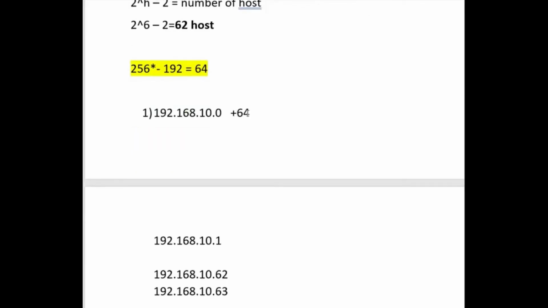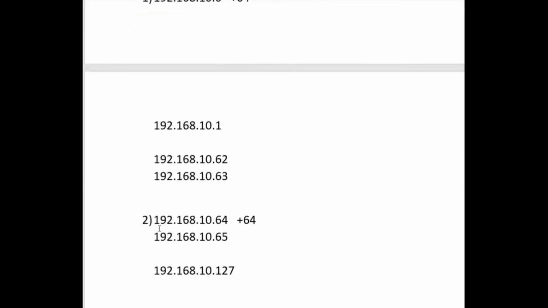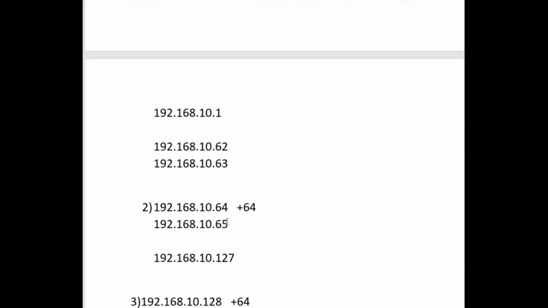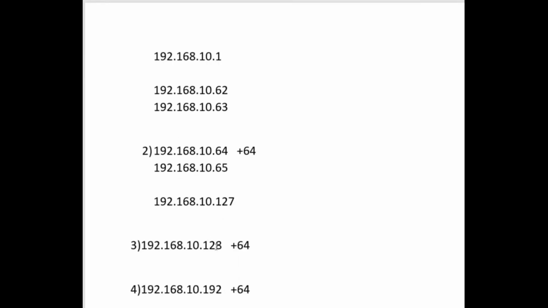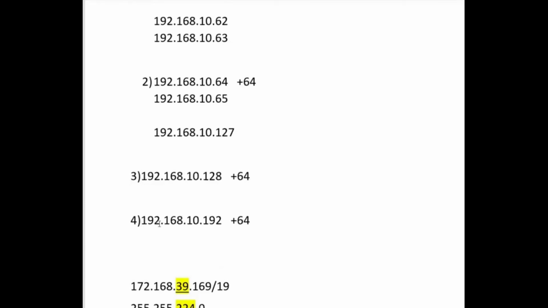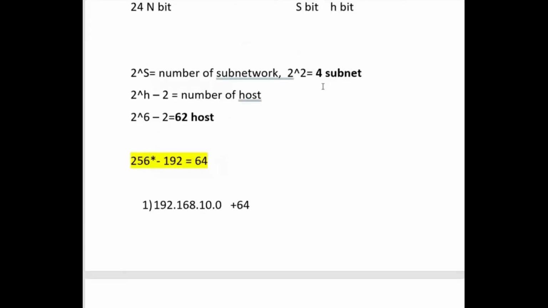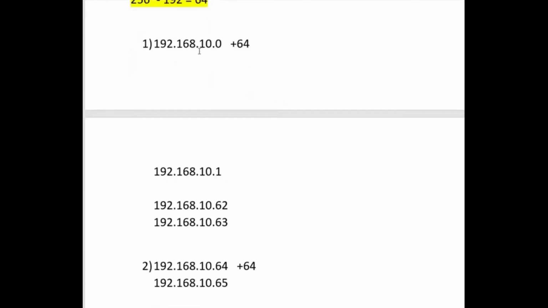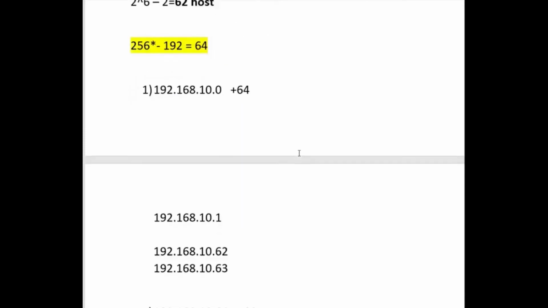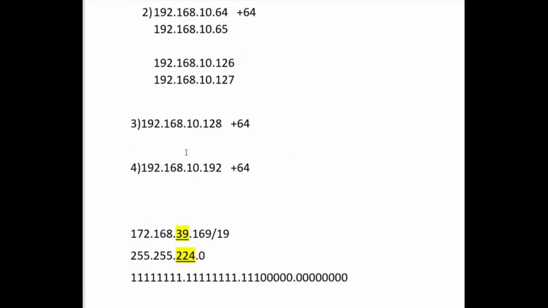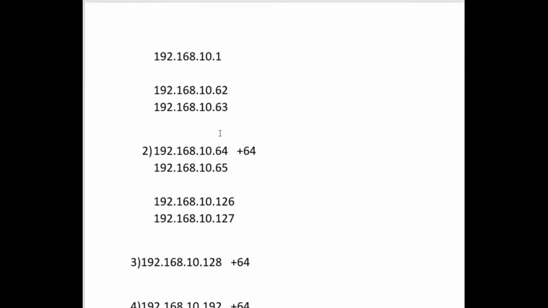With 0, you add 64. So your second subnet will be 192.168.10.64. The third one will be 128. The fourth one will be 192. That's why we're talking about 4 subnets. From the first subnet, the first IP address will be 10.1, and the broadcast will be .63. Based on this information, we can create 4 subnets, and for each subnet we can have 62 hosts.